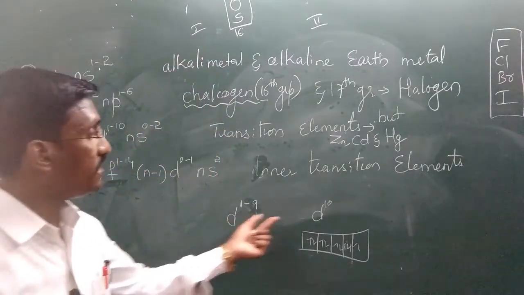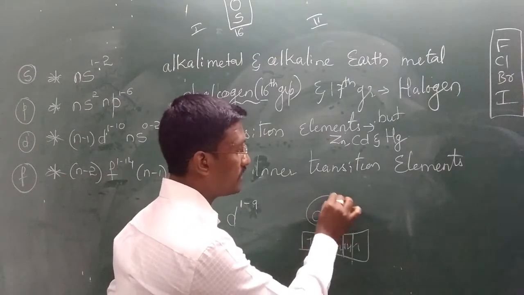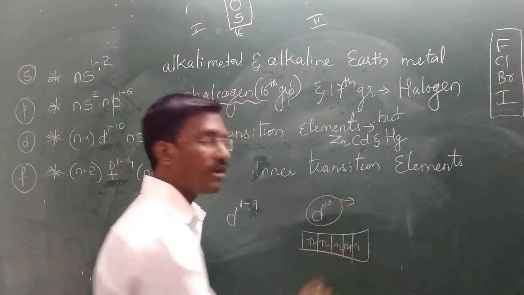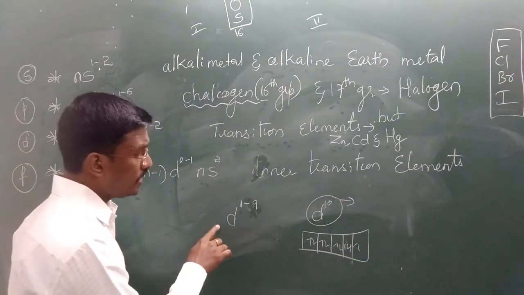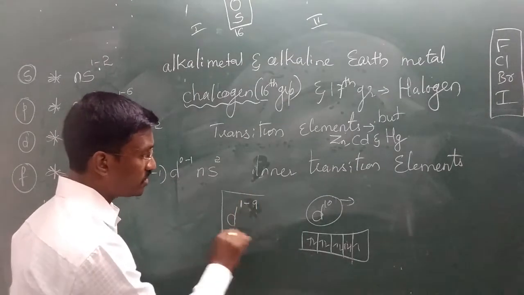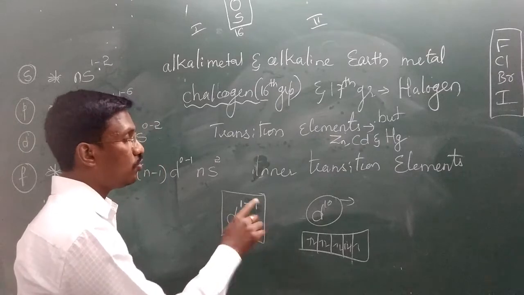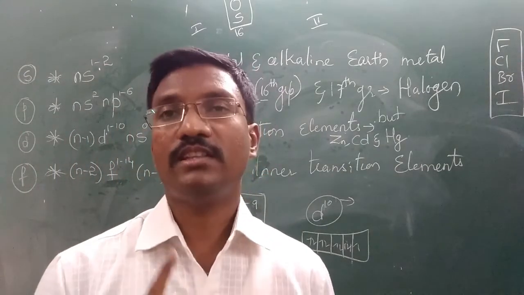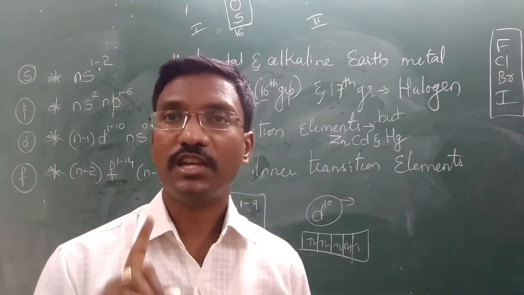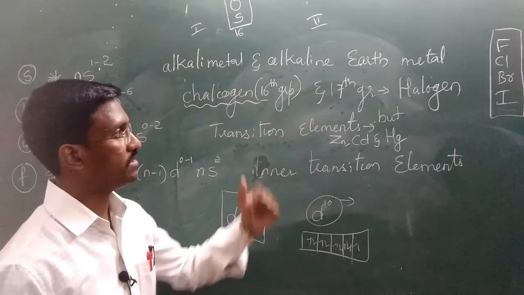If it is completely filled electronic configuration like d10, then we are not calling that a transition element. So elements which have a partially filled d orbital, with electronic configuration from 1 to 9, are called transition elements. So what is a transition element? The elements which have partially filled electrons in the d orbital are called transition elements.